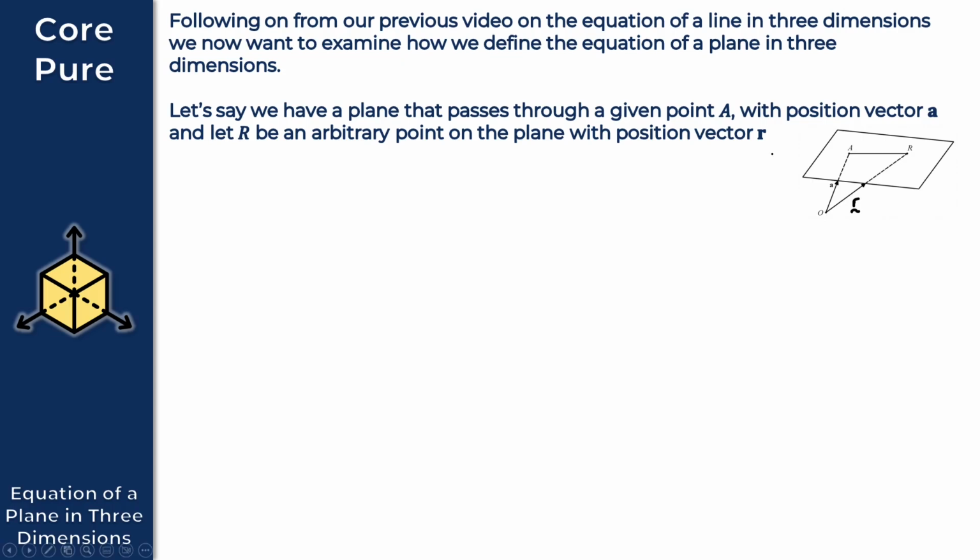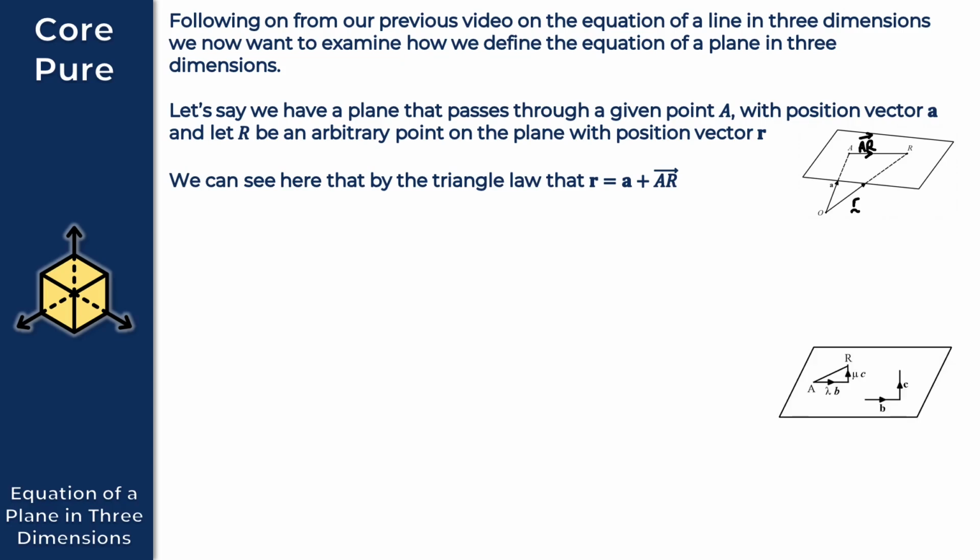Using this diagram, we can easily see by the triangle law that the position vector R is equal to the position vector A plus this vector AR. So if we want to go from O to R, we can simply do that by using the position vector A plus the vector AR. We'll include that with our diagram as well, like so.